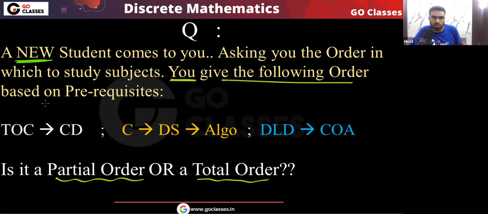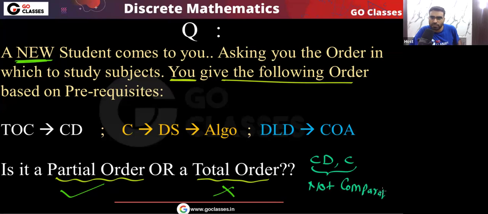Tell me, is this a partial order or a total order? Yes, this is a partial order, not a total order, right? Why is this not a total order? Because you can see there is no order between compiler design and data structure. Do you agree with me? I can say that compiler design and C language are not comparable.